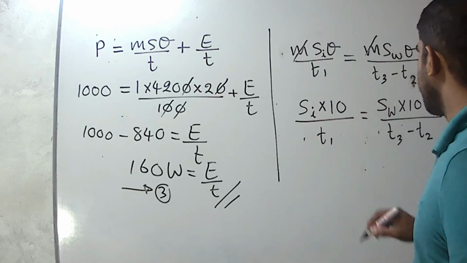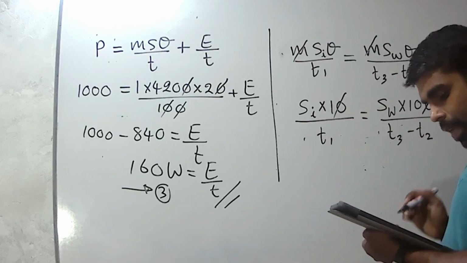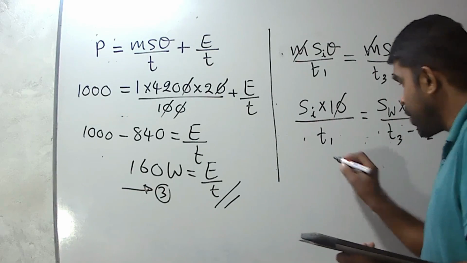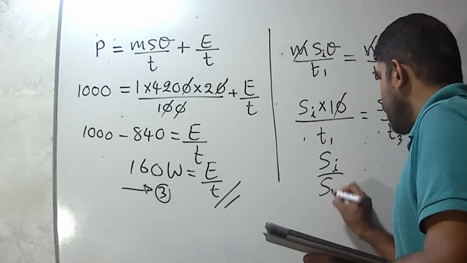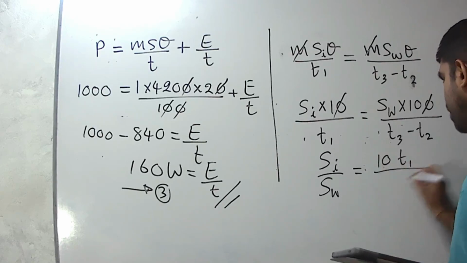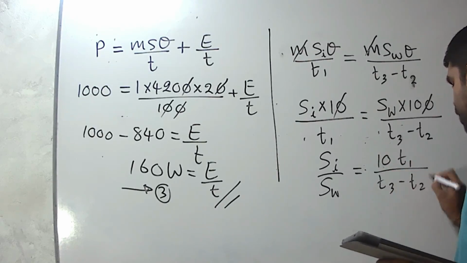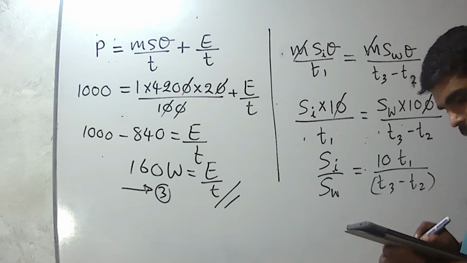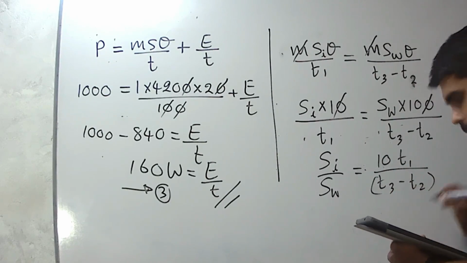Then we can cancel out the zero. We have to find the ratio between S I and S W. Then we can get it as 10 T1 divided by T3 minus T2. The answer is 2.